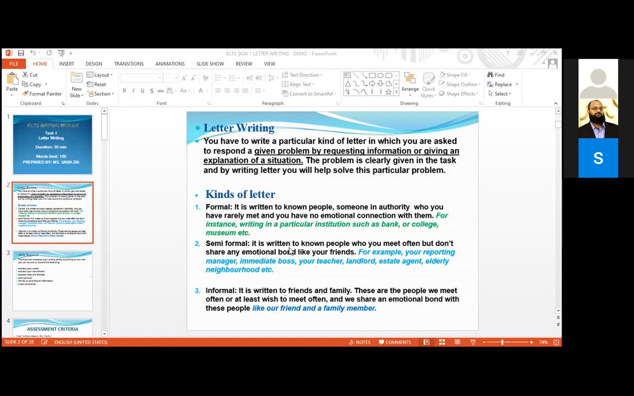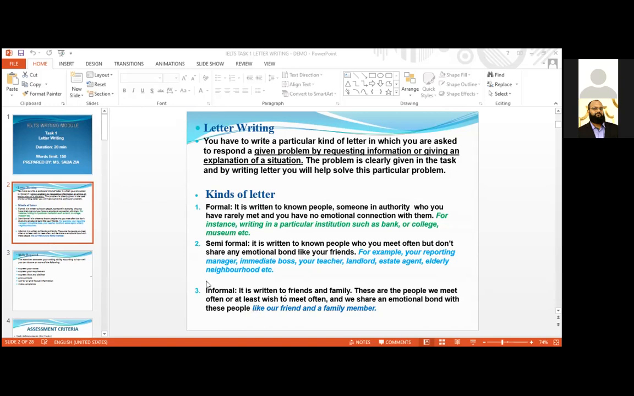And for every kind of letter, your style of writing is different. ठीक है? आपका style of writing different होगा. आपका salutation अलग होगा, addressing style अलग होगा. ठीक है? जब आप letter को enclose करते हैं, वो different होगा, क्योंकि आपका context अलग अलग है. ठीक है? Third type of letter is called informal letter.